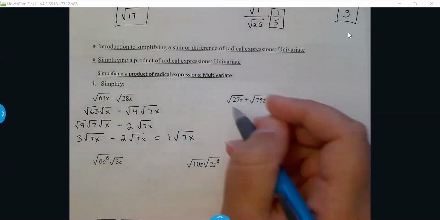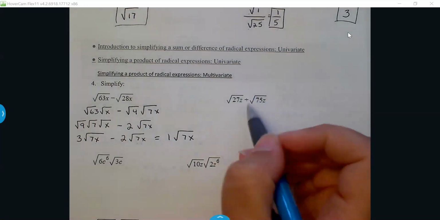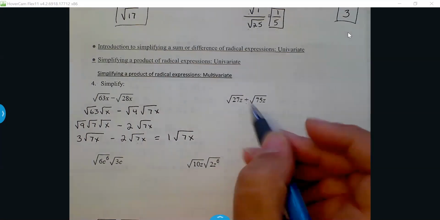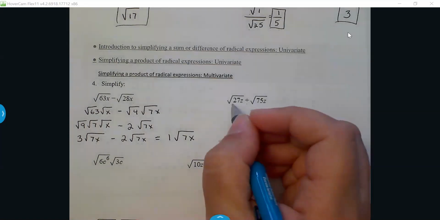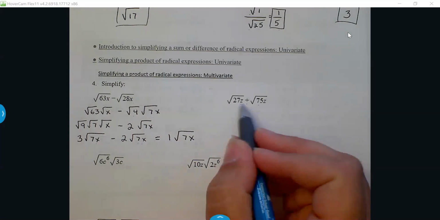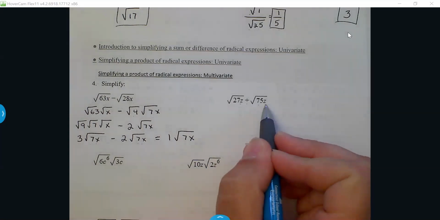Okay, over here to the next problem. I am adding, so I need there to be the same thing underneath the radical. So I have the square root of 27z plus the square root of 75z. Here I have that z again. I have to keep that in there.